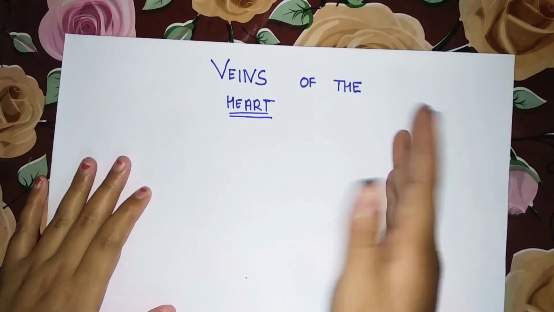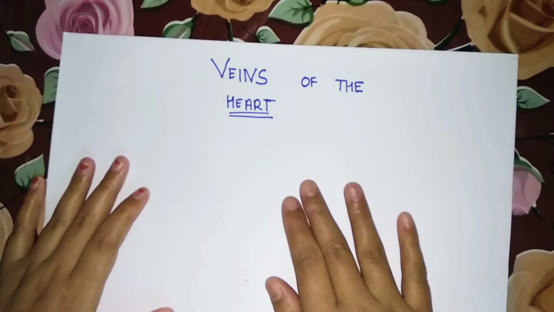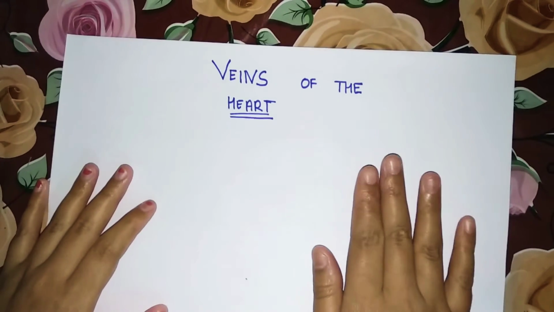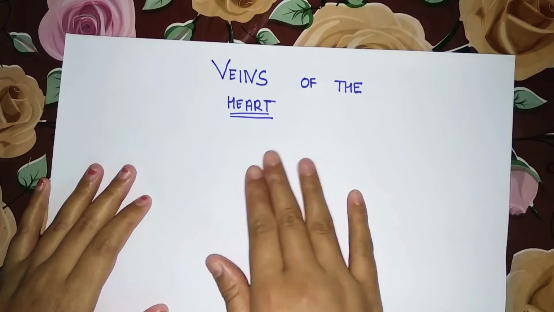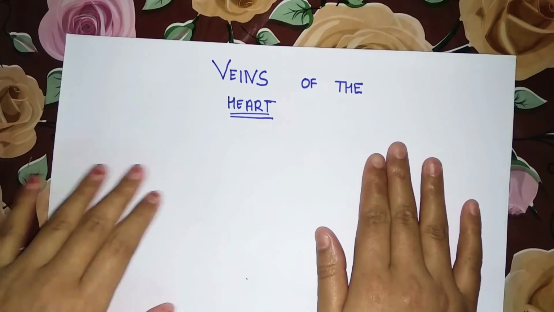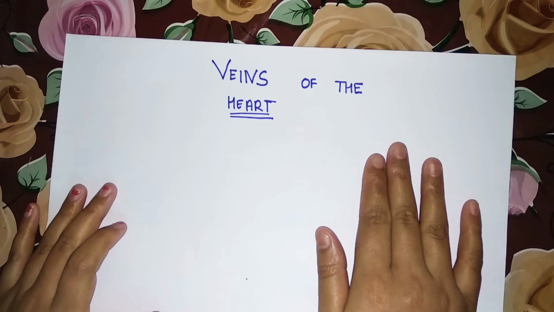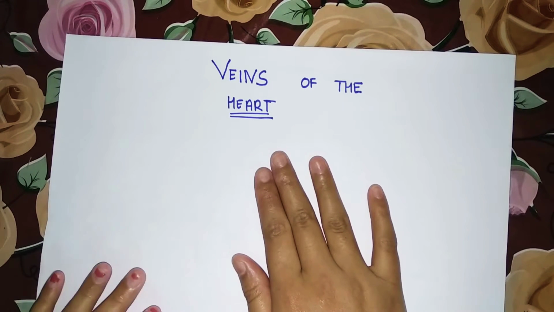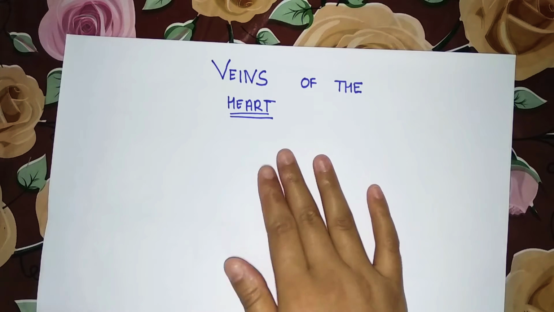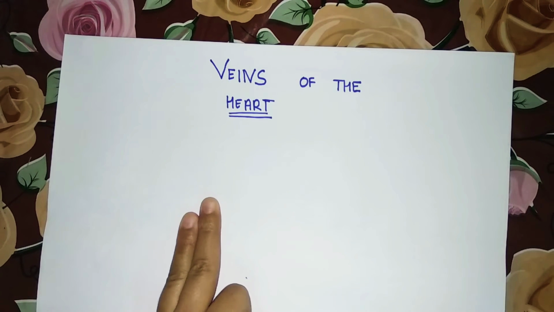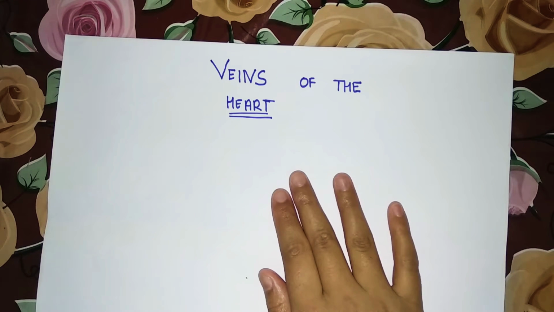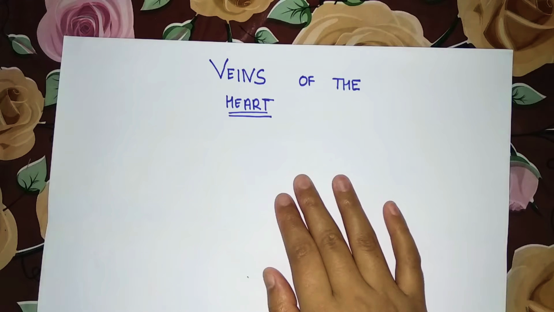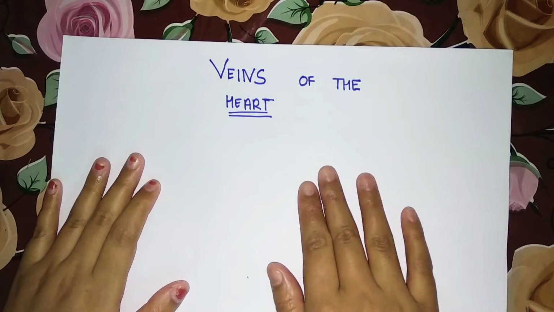Today we'll talk about the venous drainage of the heart. This topic is related to the blood supply of the heart. If you know the blood supply of the heart, this is very easy. It is the same branch. The venous drainage has second priority; first you should know the arterial supply of the heart, and then learn the venous drainage. In this video we'll talk about only the theory part.